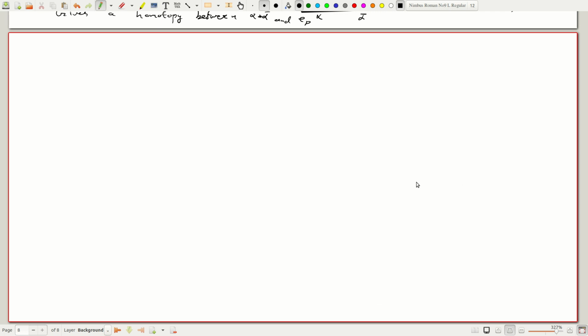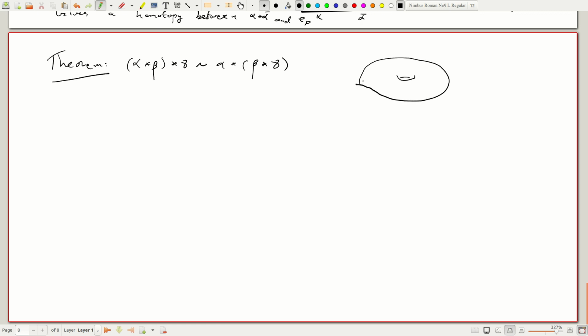and finally, in the same spirit as before, we have associativity. Here we have more curves, so let me just write it and we'll clarify the statement. Alpha star beta star gamma is homotopic to alpha star beta star gamma. And here we have a space. Let me take a torus for a change. Then I have P, I have Q, and I have R here.